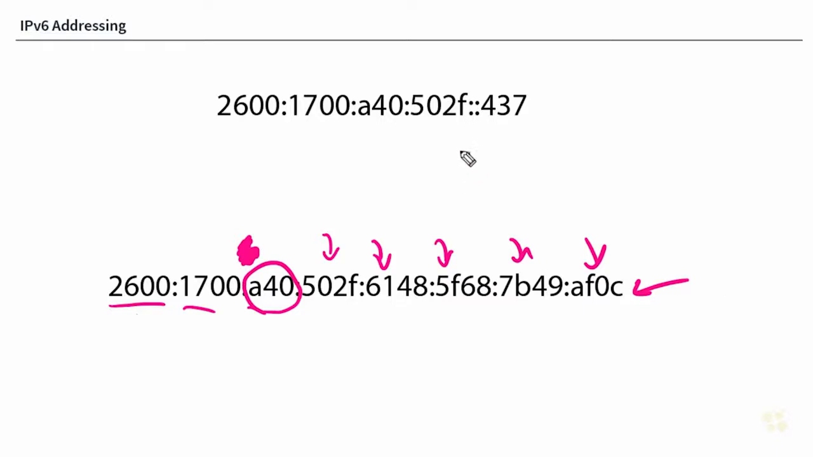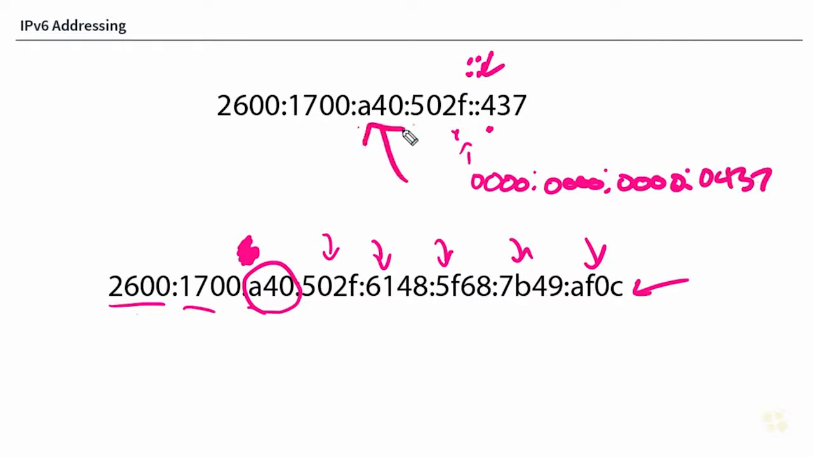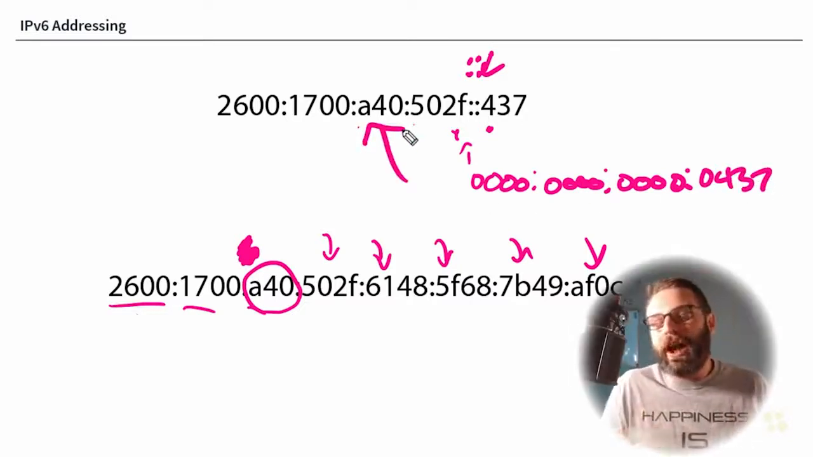Then we go up here. What's going on with this? We're actually missing quite a few of our little 16-bit chunks, aren't we? In fact, we're missing 3 of them. The double colon signifies that there were no bits set in between this F and this 4. So if we were actually writing this out, it would be something along the lines of 2600, 1700, 0A40, 502F, then a whole bunch of zeros, 1, 2, 3, :, 1, 2, 3, 4, and then, of course, there's another leading 0 dropped here, 0437. That's what this whole address is when it's written out, and this is why we're cleaning things up.